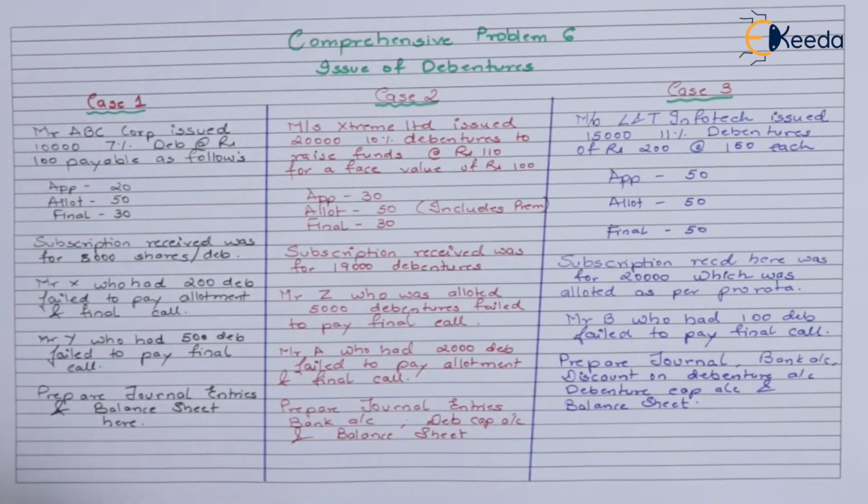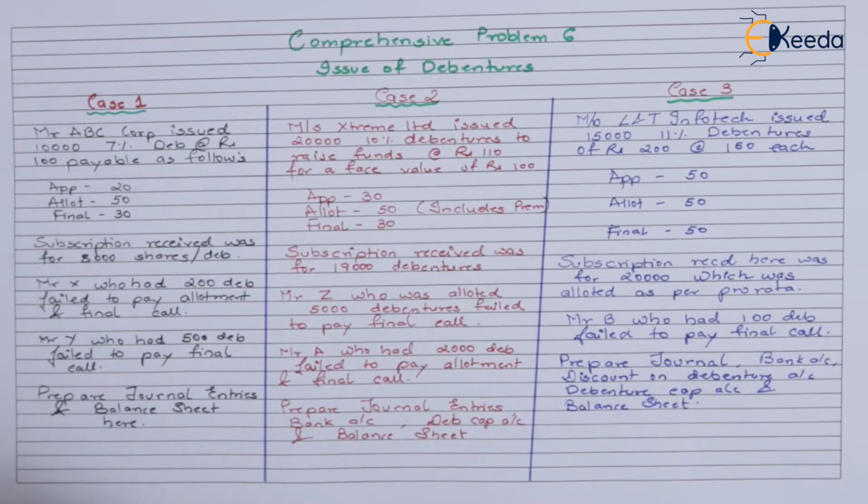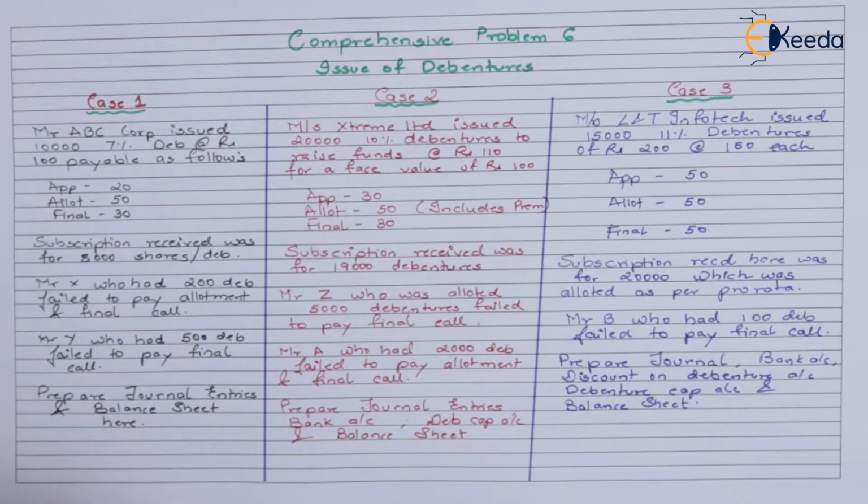Now, in this case study, you have to prepare the journal account, the bank account, and the discount on debenture account as well, along with the debenture capital and the balance sheet. So, 5 requirements basically that you have to prepare in this, or rather the last case study. Now that we are clear about what all case studies we have to go through, let's start with case 1 journal entries first of all.